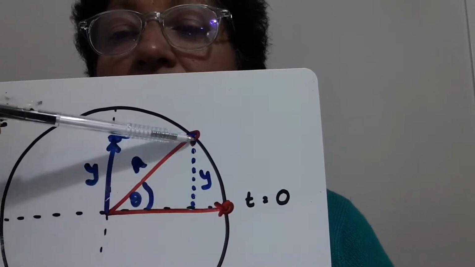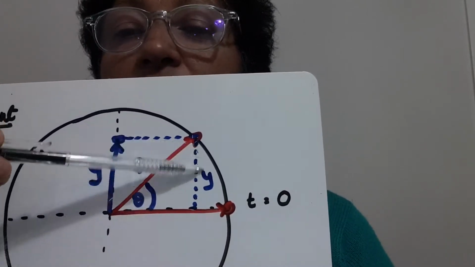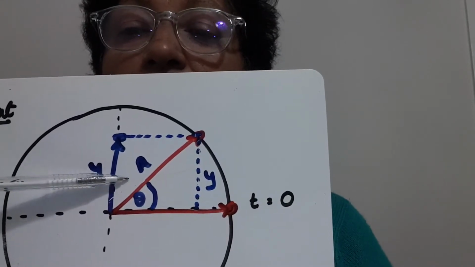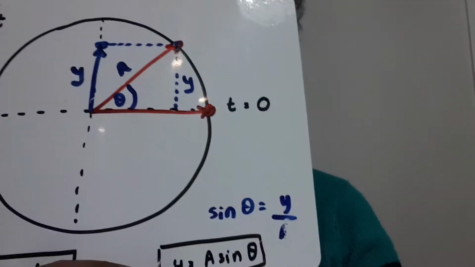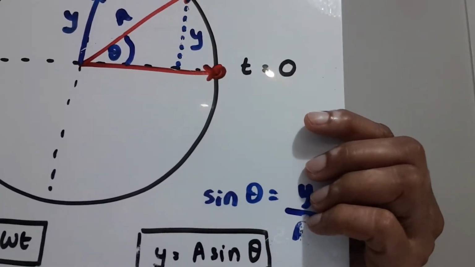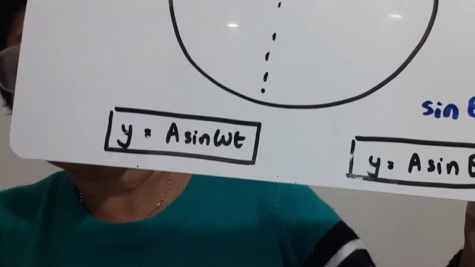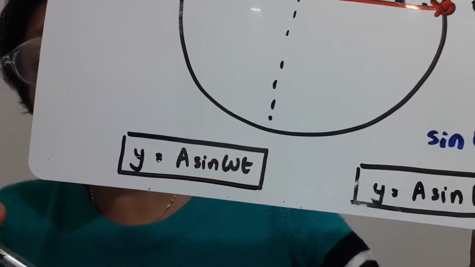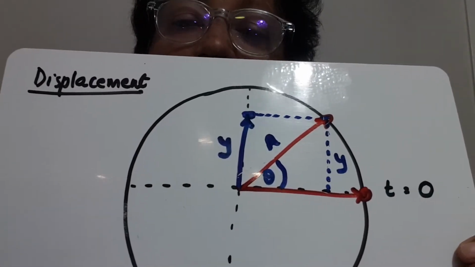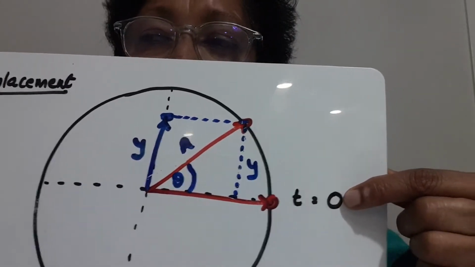So if you look at that triangle, your sine theta is opposite over hypotenuse. The opposite is y, hypotenuse is A. So you get sine theta is y over A, or y is equal to A sine theta. And because theta is equal to omega t, you end up with y is also equal to A sine omega t. And that's the equation for displacement at any instant of time when timing starts at equilibrium position.